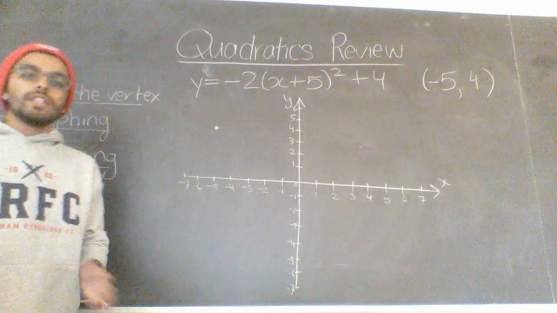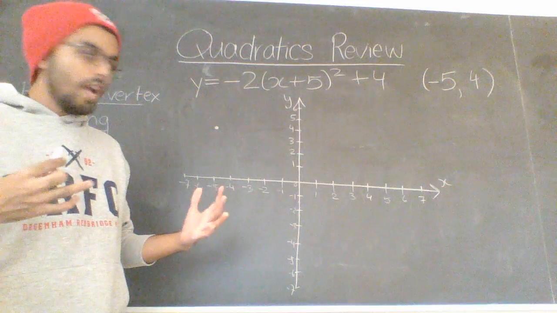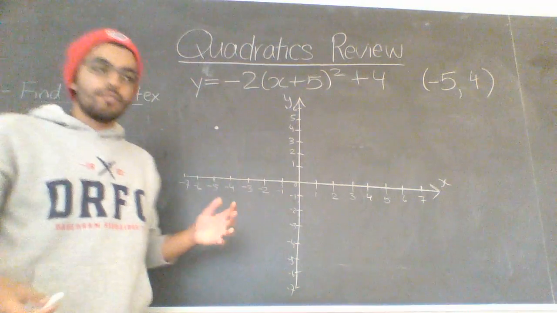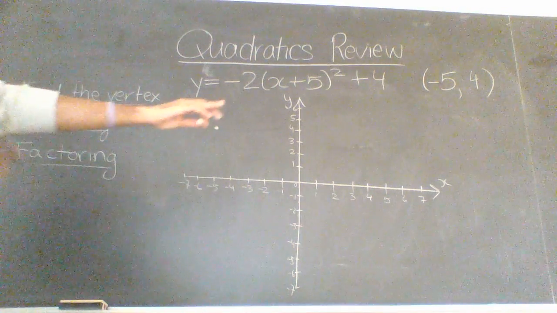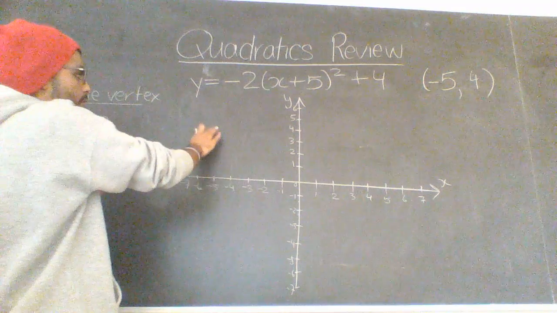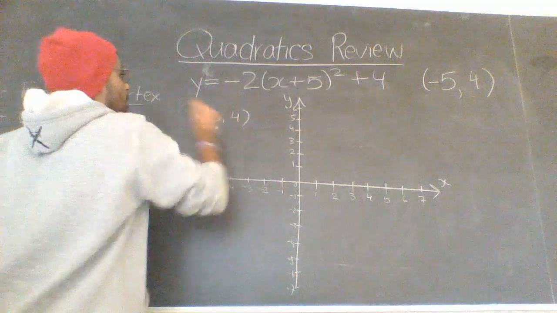Hey guys, so in the last video we talked about how to take the equation of a parabola in vertex form and figure out what the vertex is. And at the end of the last video, we drew out our Cartesian plane and plotted our vertex. So this is our vertex at the point -5, 4.